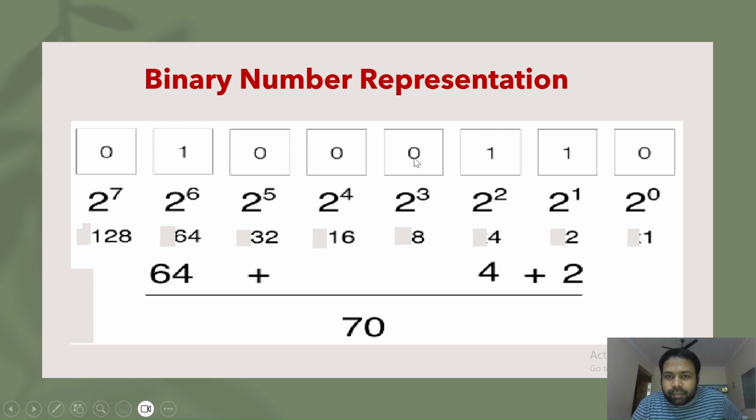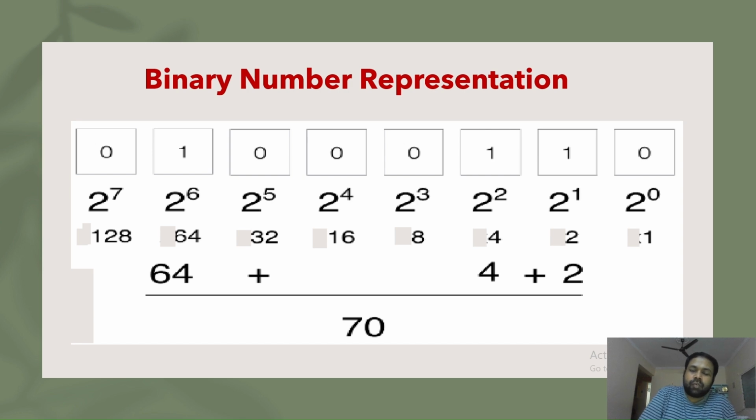At the place of 8 you kept 0, so I am not counting. At the place of 4 you kept 1, so 4, plus at the place of 2 also you put 1, so 4 plus 2 is 6. At the place of 1 you kept 0. So 1 is not counted, 8 is not counted, 4 plus 2 is counted. So if you ask me for these 4 bits, what is the answer? I can say 6. Hope you are understanding what I am trying to tell.